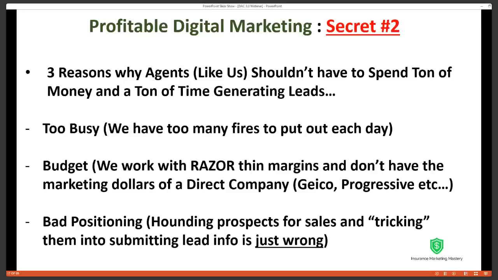Absolutely. But that's why we should not be spending a ton of money and a ton of time generating leads, because we don't have the time or the money. Okay. And if we do have the time, we do have the money, and somehow we get a lead in, all right, it's just bad positioning. And that's the number one thing in sales: once you have yourself in a bad position, you're in trouble. Some of us can get out of it. Yes. But it's still an uphill battle at that point.